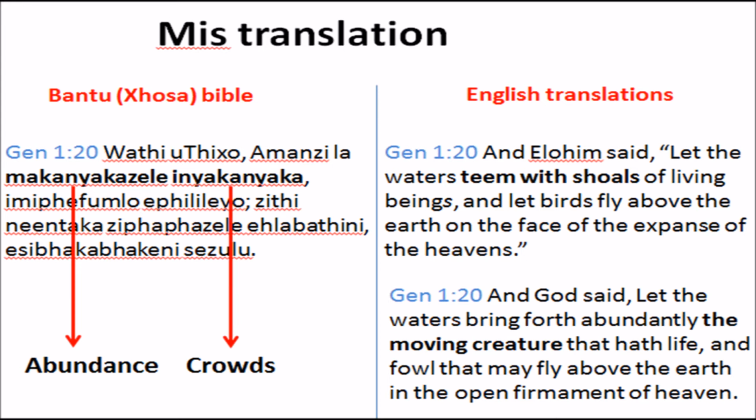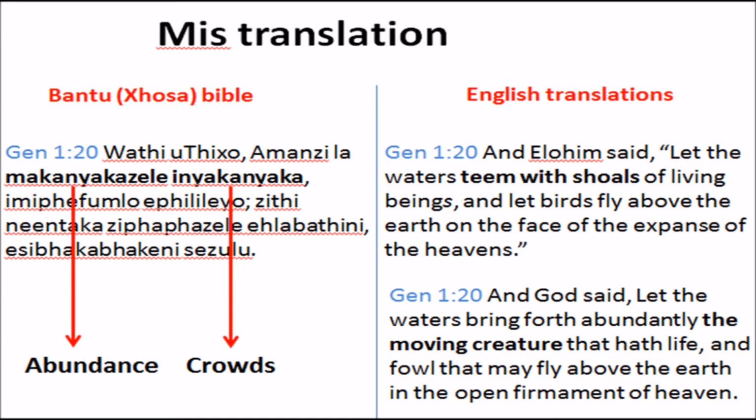He just said makanyakazele, which means abundance, nyakanyaka, which means crowds. Imiphefumlo ephilileyo. There we go. Imiphefumlo ephilileyo, but nothing to do with a creature. He didn't say anything about "forth abundantly the moving creature." Makanyakazele, nyakanyaka, imiphefumlo. You get what I mean? So it's not a one-to-one translation.